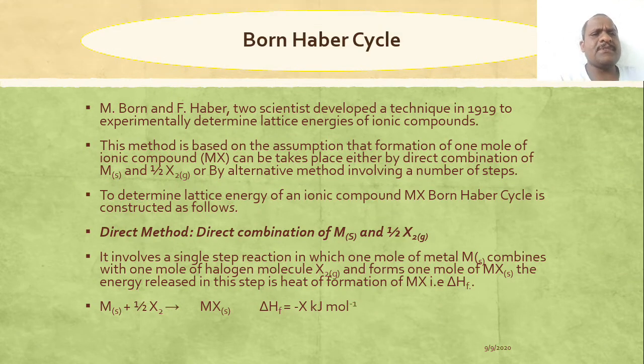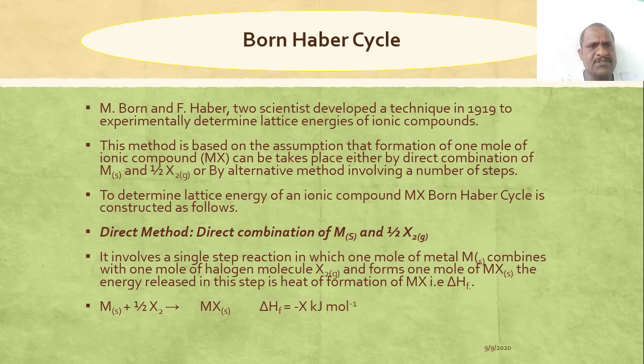The most famous method used for calculating the lattice energy is the Born-Haber cycle. M. Born and F. Haber are the two scientists who developed this technique in 1919 experimentally for determining the lattice energy of ionic compounds. The Born-Landé and Kapustinskii equations are theoretical equations, but the experimentally proven method for calculating lattice energy is the Born-Haber cycle.